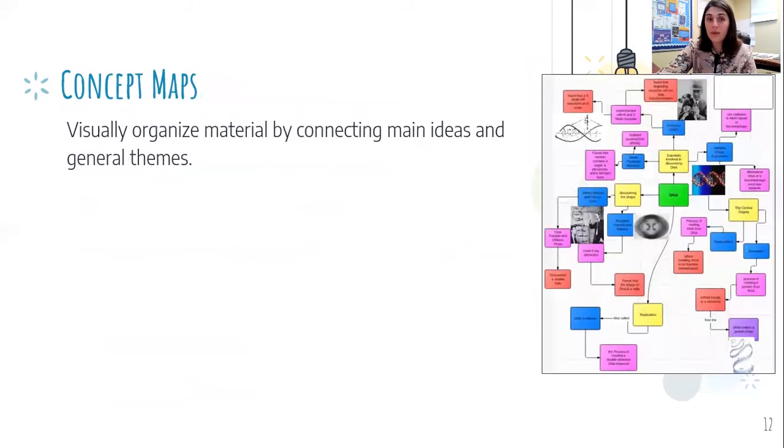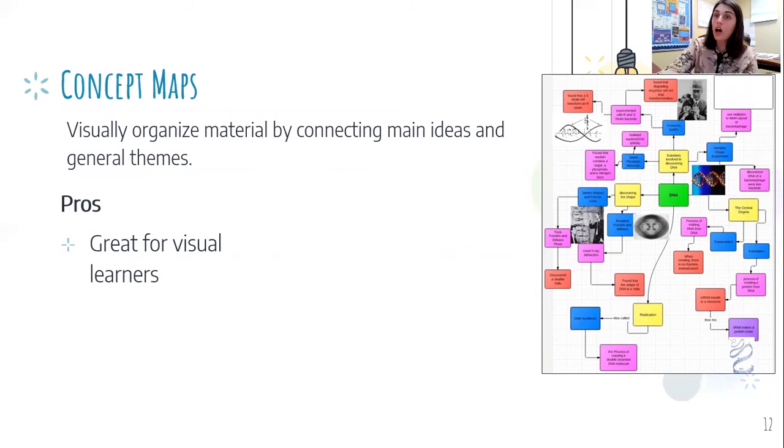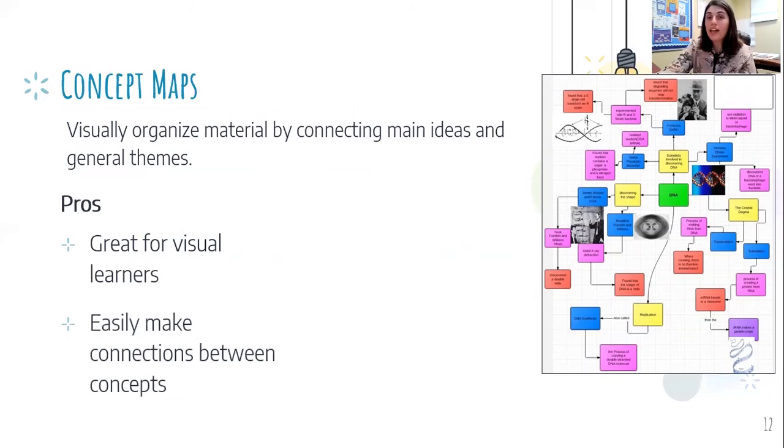Concept maps are another great way to think of taking notes. It's a way to visually organize the material by connecting a main idea to general themes within class. And some of the pros is it's great for visual learners. So if you find that you are more visual instead of auditory or kinesthetic, then creating a visual concept map might be for you. And it also helps you to easily make connections between things that you're learning in class.